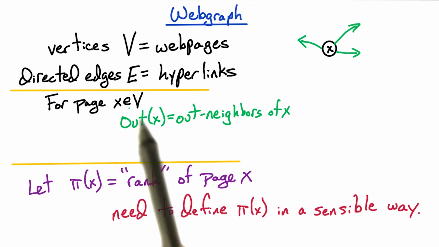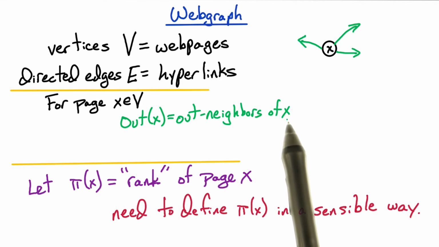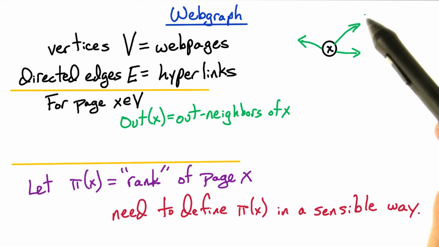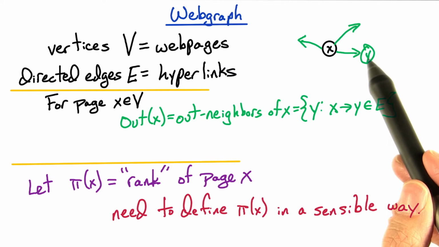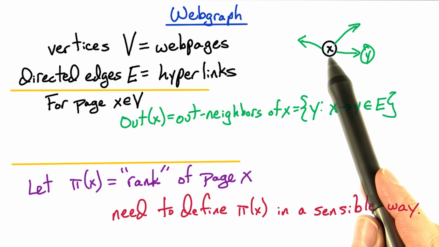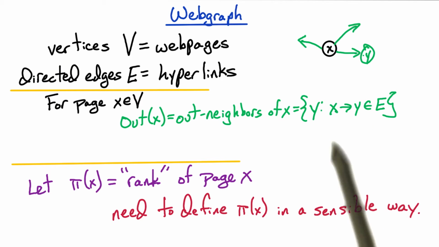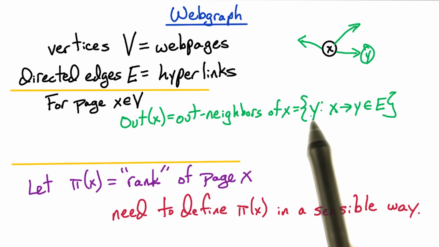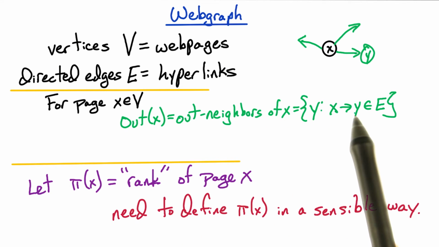So for web page X, out of X are the out neighbors of X. These are the web pages which have a hyperlink from X to them. So these are the web pages Y, where there's a hyperlink from X to Y. There's a directed edge from X to Y. So out of X are the set of all Y's, such that there's a link from X to Y.